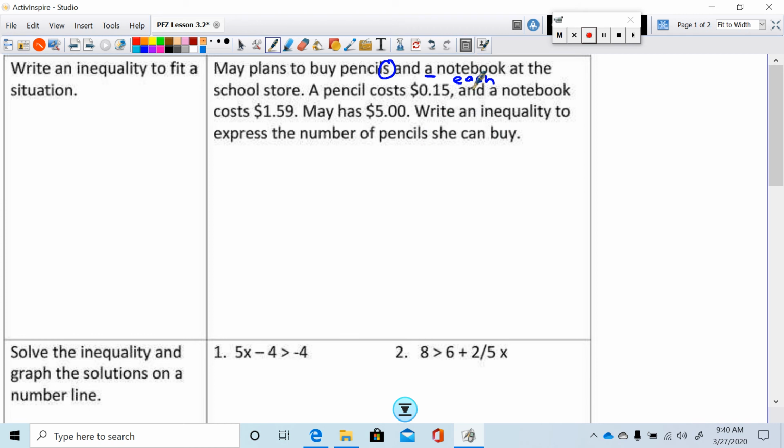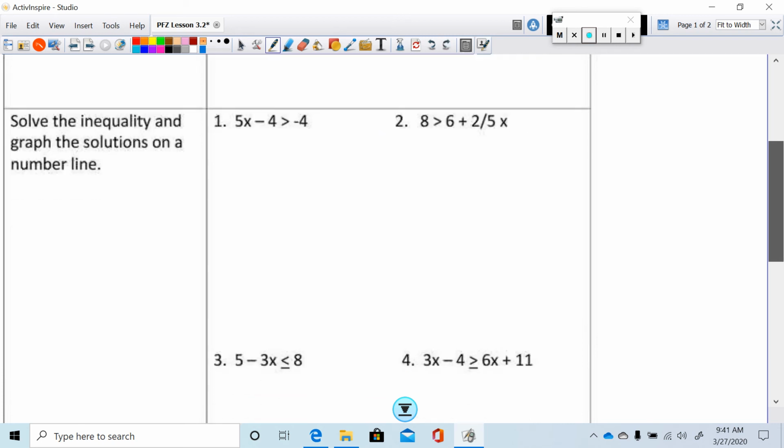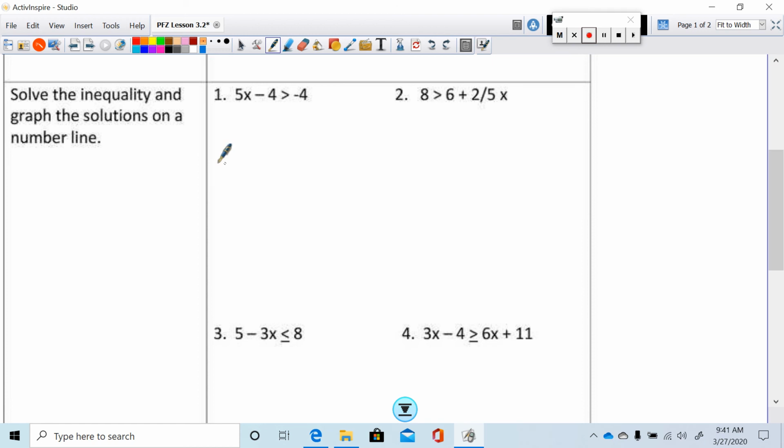Well, because of the word each, the 15 cents has to get stuck to a letter. And I'm going to call it P for pencils. And she's buying a notebook. Now, normally I would write a variable in here because she's buying a notebook, but we know what the notebook costs. The notebook costs $1.59. And she can't spend more than $5, so it has to be less than or equal to $5. So that's the inequality. Now we're going to solve inequalities and graph the solutions on a number line.